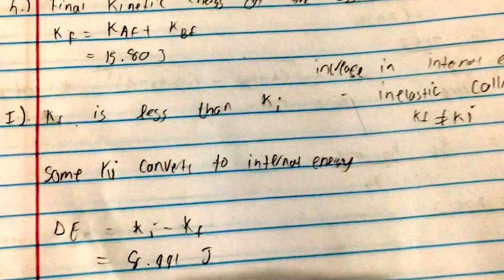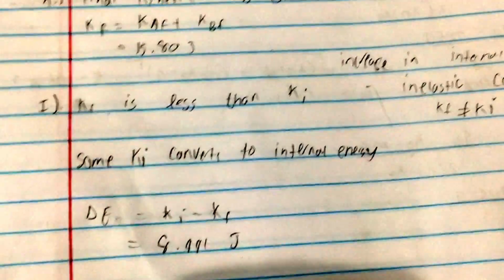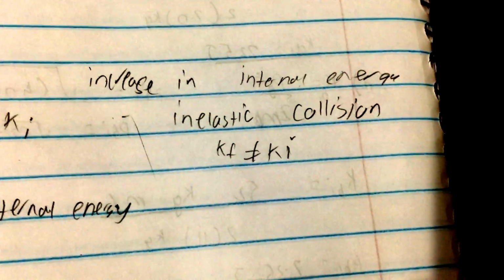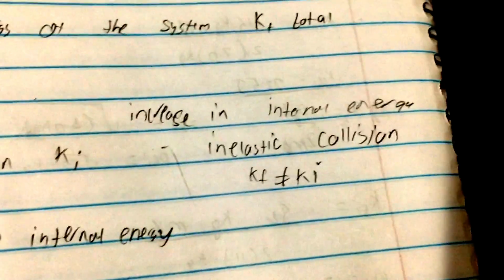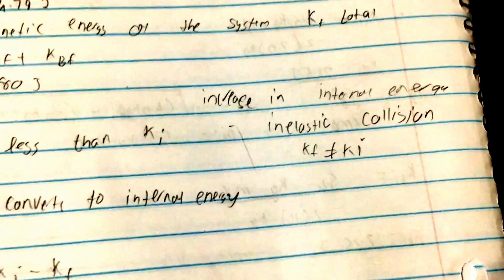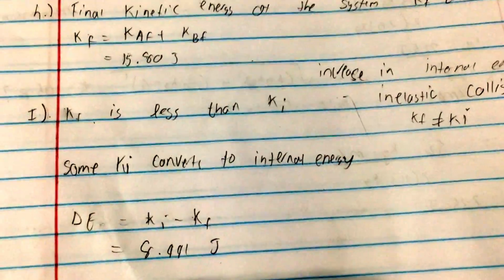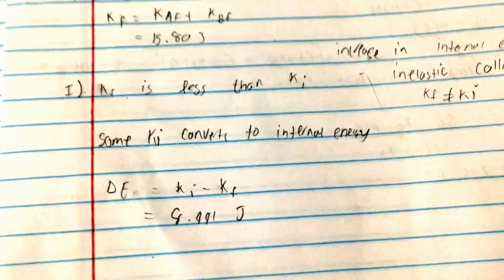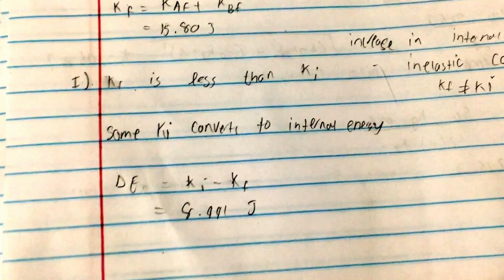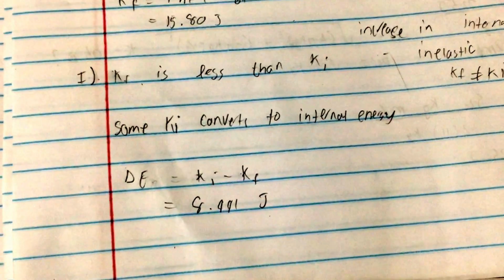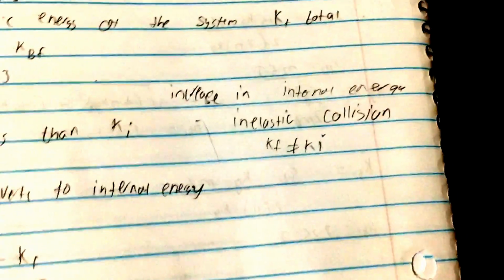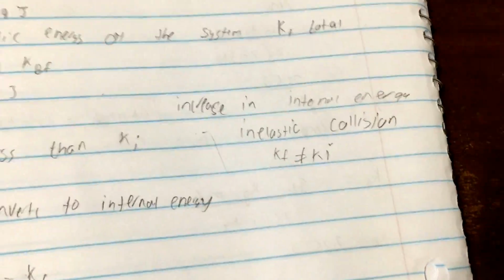I said that since the initial energy is not equal to the final energy, it is not constant. It is not an elastic collision. It's inelastic. This happens because of the increase of temperature and internal energy transfer. So delta E, which is the change in energy, is equal to the initial minus the final, and I got 8.99 joules. If the initial and final were equal, then it would be an elastic collision.